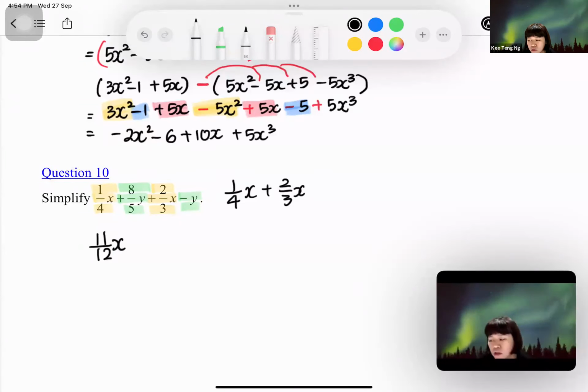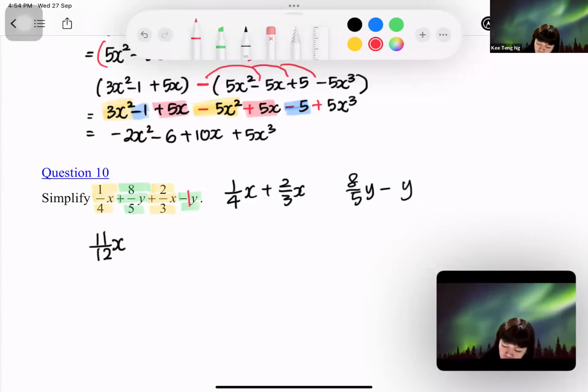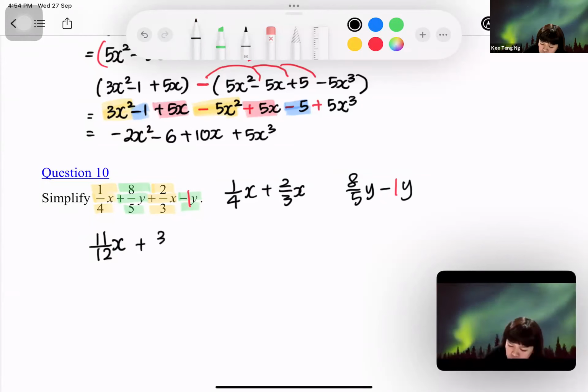Next one, continue. Raydan, still you. I want my value for y. It will be 8/5y minus y. This y here is minus 1 unit of y. That's the invisible one, right? So Raydan, please calculate for us. 8/5 minus 1, what do you get? Yes, 3/5. Positive 3/5 units of letter y.